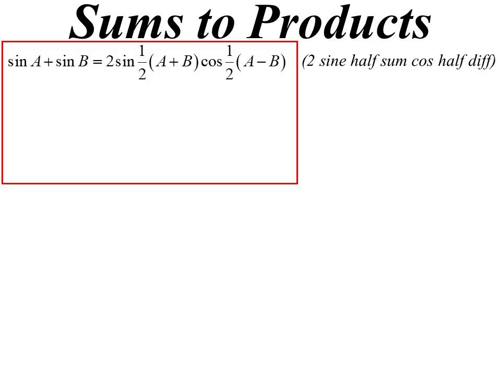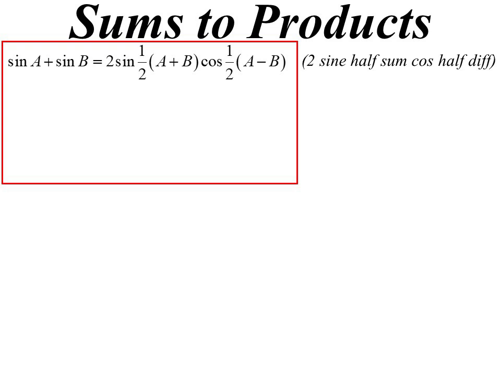But what about going the other way around? Sums to products. Now, technically, they say this is not on the reference sheet. Well, it is. You just read the products to sums backwards, and you get the formulas. It can be a bit tricky, so I tend to remember it this way to make life a little bit easier for myself. Sine of something plus the sine of something else is this.